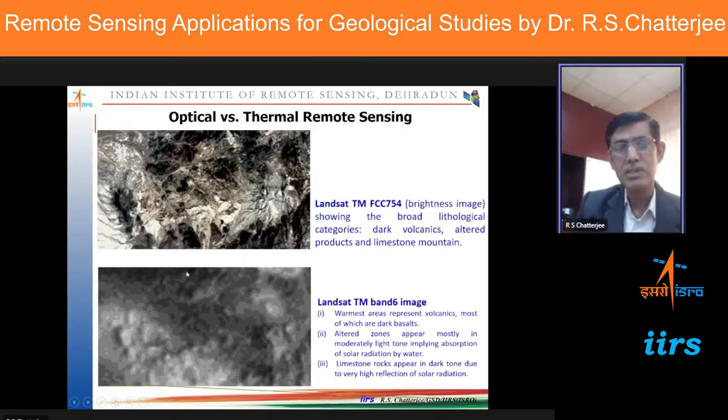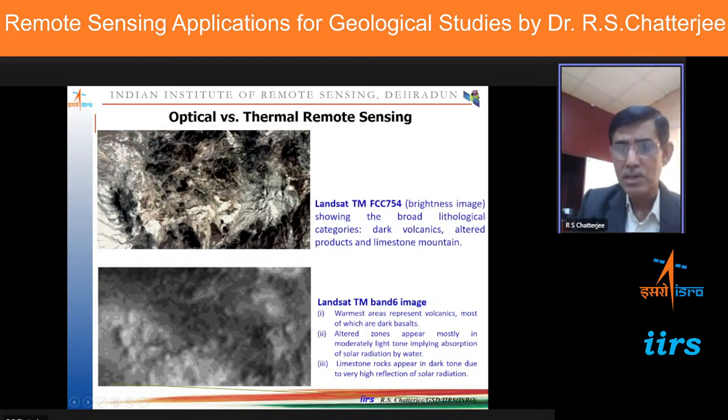Now you see two images. This is basically an optical image, a color composite 754 from Landsat TM. It was a color image, but I have changed it into a monochromatic image, just to compare with the thermal image, which is basically a brightness temperature image, monochromatic, only black and white. So for one-to-one comparison, I have made this color image into a black and white brightness image.